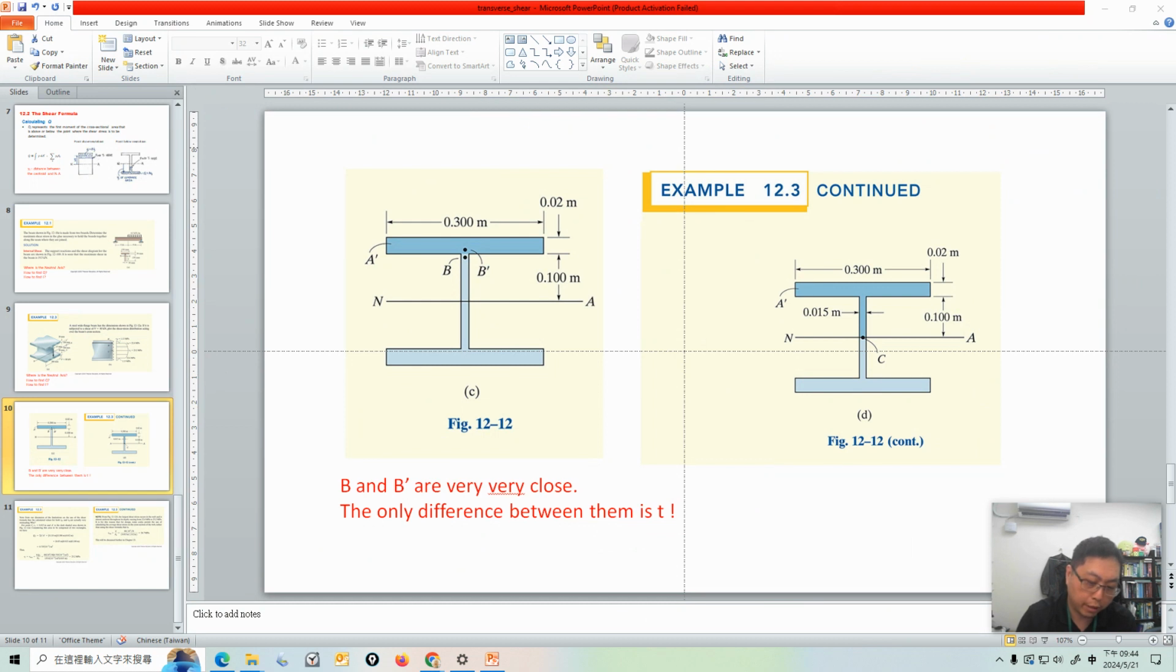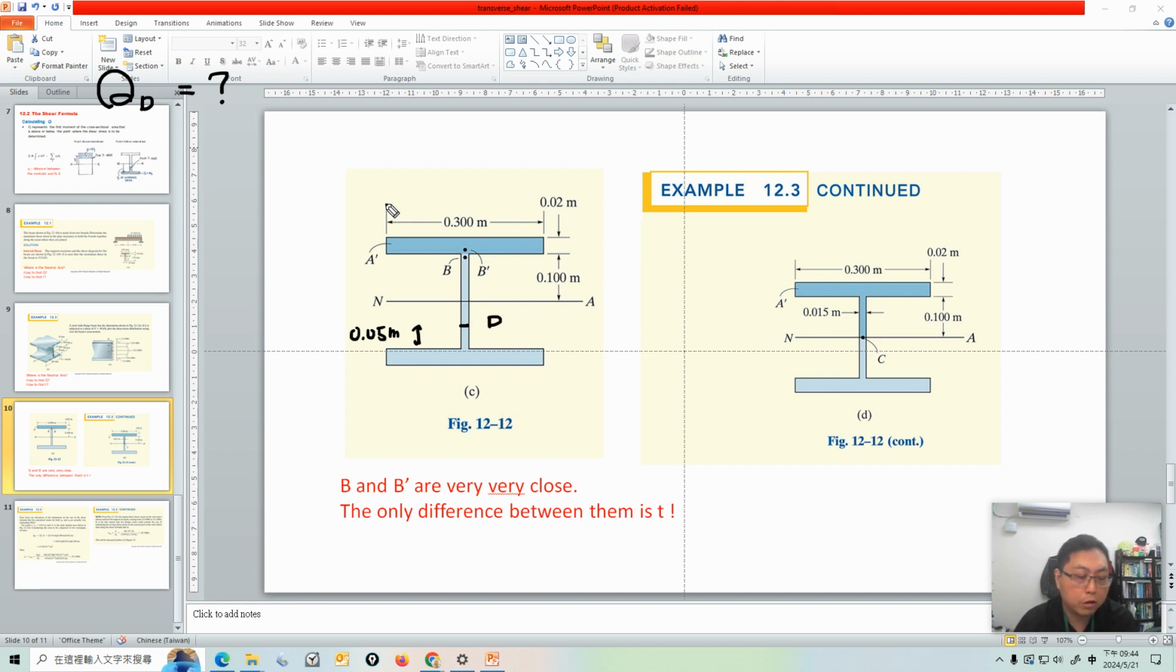Say we want to calculate the shear stress at this point. My point of interest right now is here, called D, and D here is 0.05 meter, that means 50 millimeter. So what is QD? I just want to do more demonstration on the first moment of area calculation.